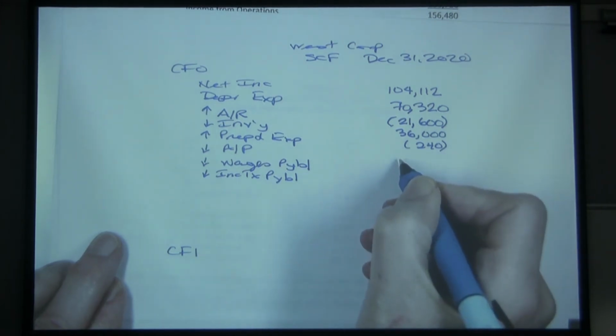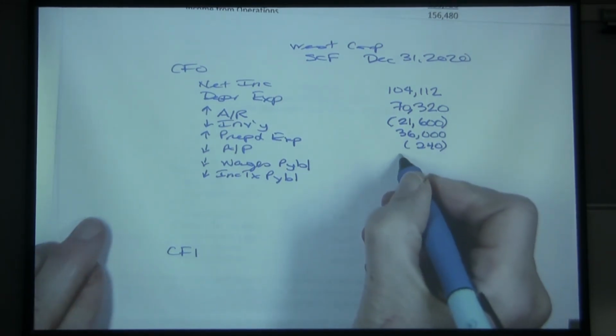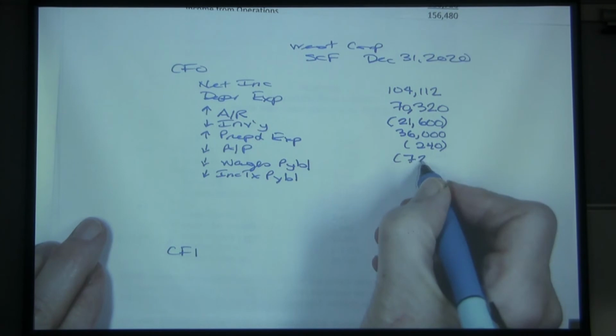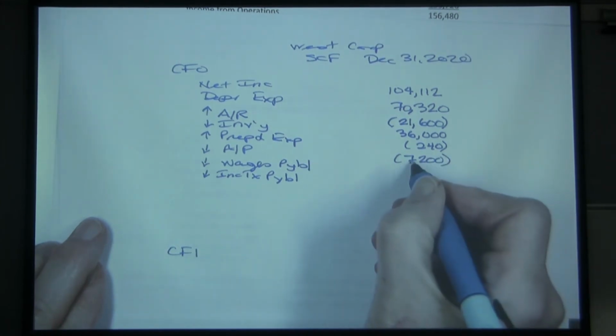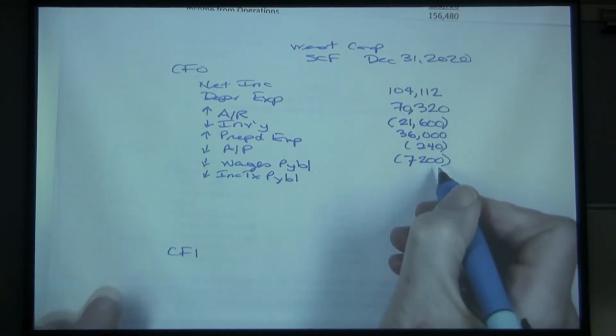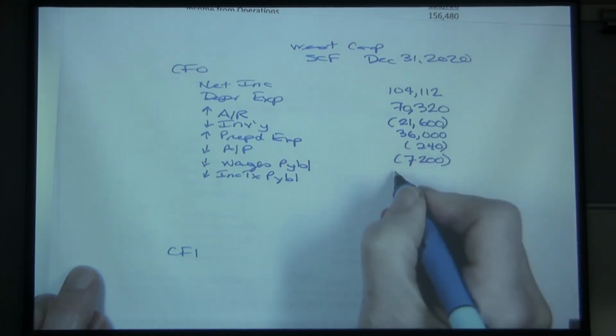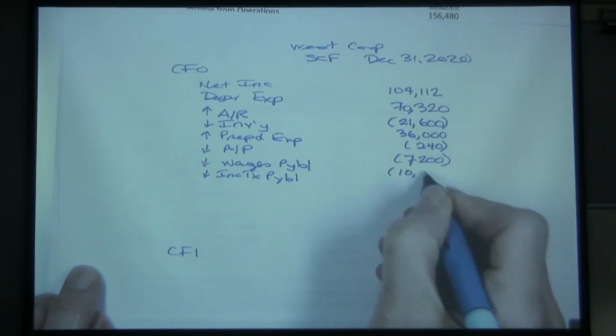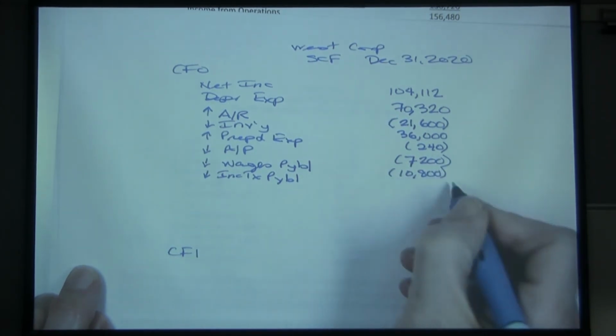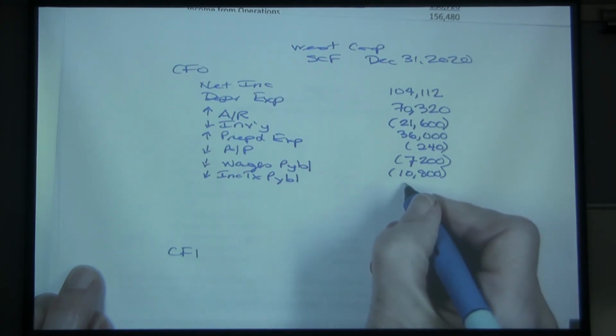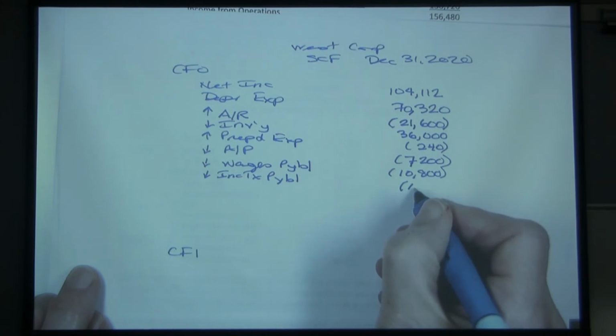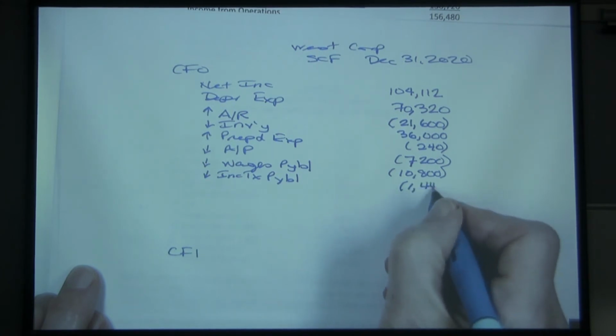The decrease in accounts payable means we're paying off more of our accounts payable. The difference in our balance sheet amounts is $7,200. The decrease in our wages payable, the difference in our balance sheet amounts is $10,800, and in our taxes payable, we're actually paying off more in the way of taxes, $1,440.